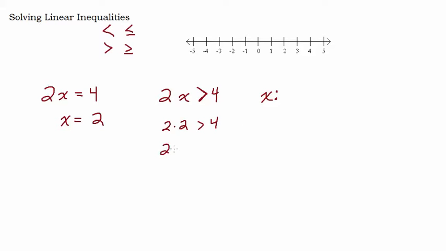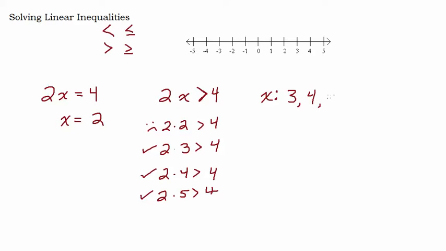What if I pick x to be 3? Alright, 2 times 3 is 6, which is greater than 4, so x could be 3. What if I picked x to be 4? 2 times 4 is 8, which is greater than 4. Alright, so 4 works. That one works, that one works, that one doesn't work. Hopefully you can kind of see the pattern here. If I pick x to be 5, 2 times 5 is 10, which is bigger than 4. So 5 works for x. And as a matter of fact, there are infinitely many values that will work for x. We could keep going, 5, 6, 7.